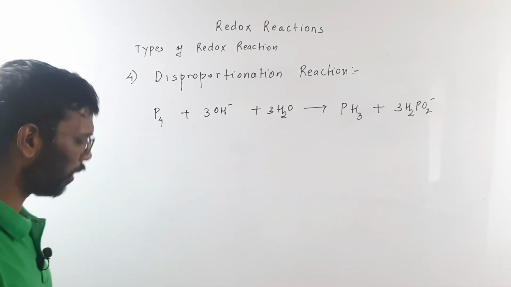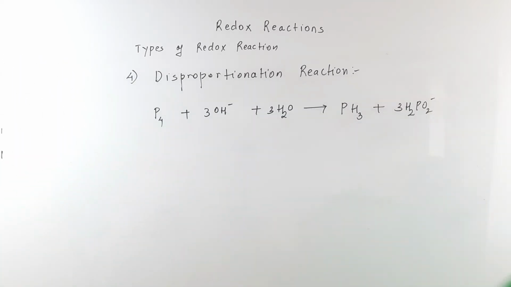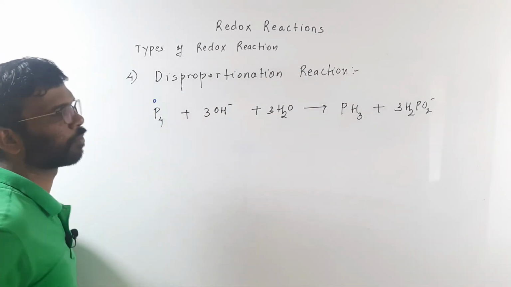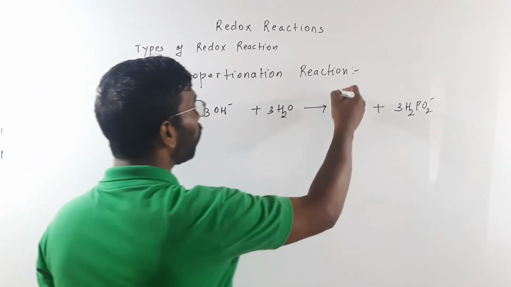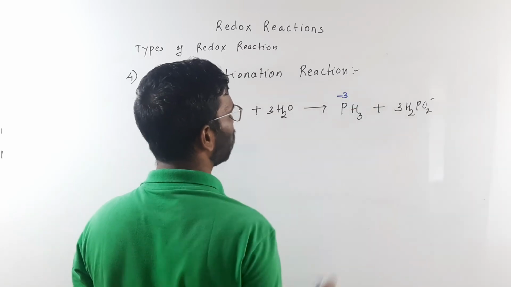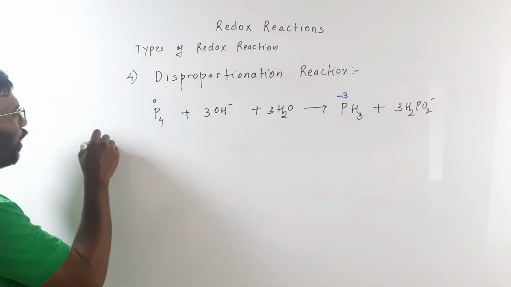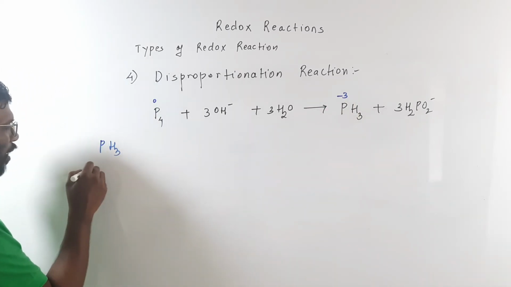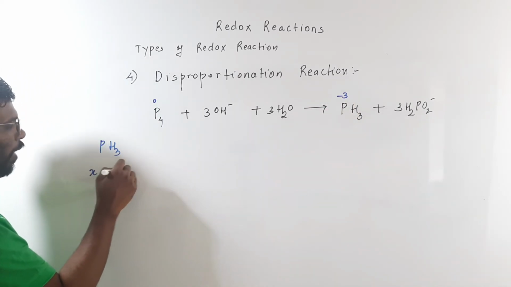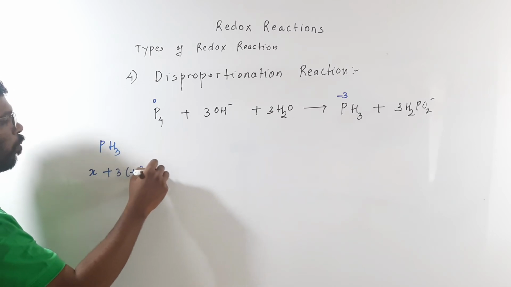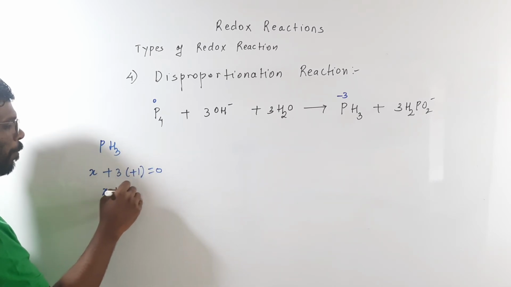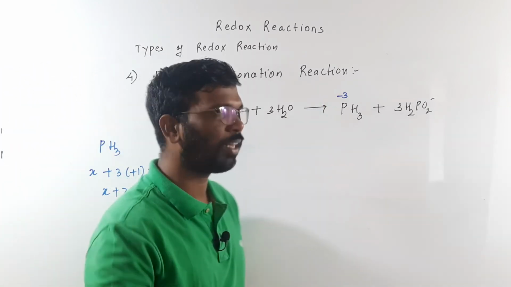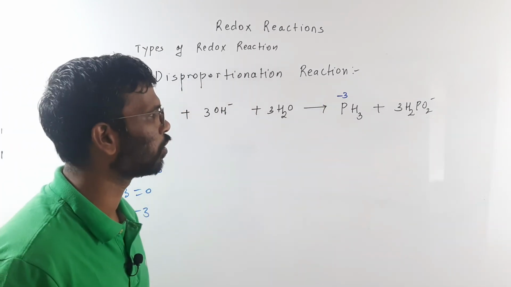What we can see with respect to phosphorus is that phosphorus is in the zero oxidation state. In the product, phosphorus is in the -3 oxidation state. To calculate for phosphine, PH3, I'll put phosphorus as X, and hydrogen is 3 into +1. The overall molecule is 0, so X plus 3 is equal to 0, X is equal to -3. So in phosphine, phosphorus is in the -3 oxidation state.